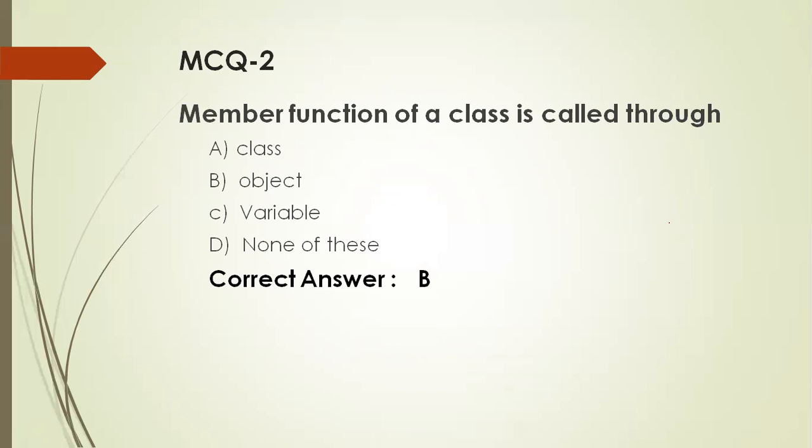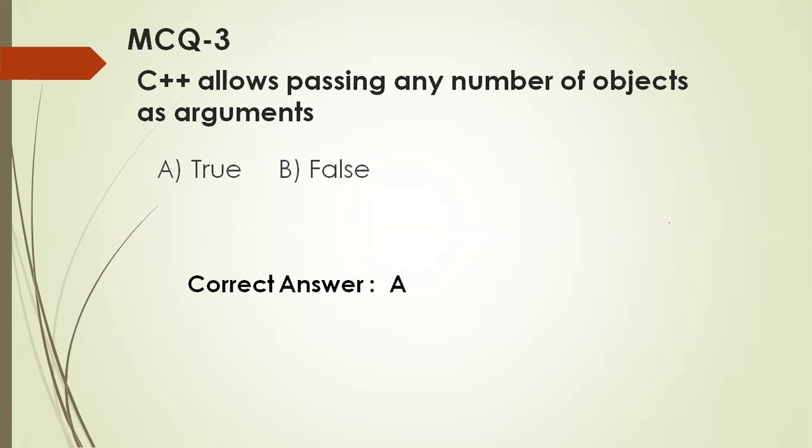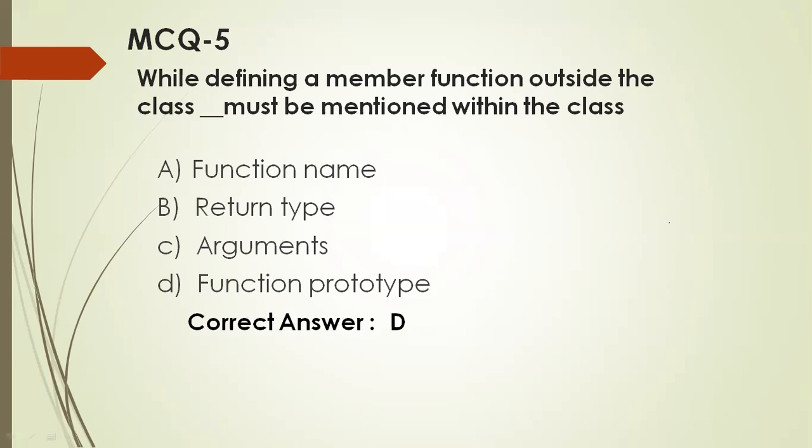Member function of a class is called through class, objects, variable, none of these. The general syntax is object name dot the function name. So it's called with objects. C++ allows passing any number of objects as arguments: true. The correct answer is C. While defining a member function outside the class, which must be mentioned within the class: function name, return type, argument, prototype? The correct answer is prototype.